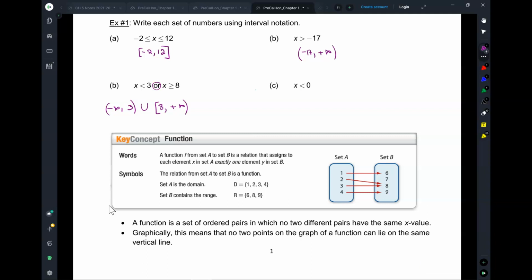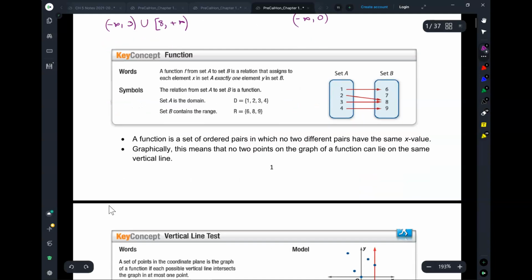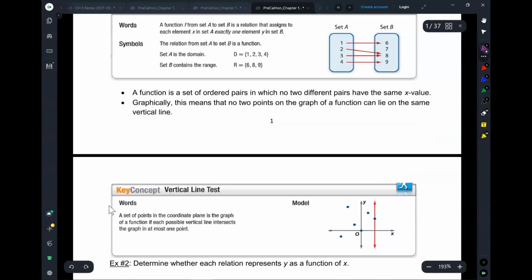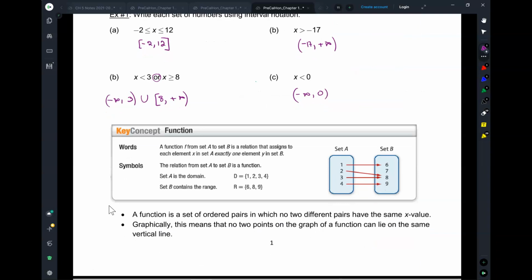X is less than 0, negative infinity to 0, open. You don't have to, I often leave it out, but the negative you obviously should. Okay. So if you said the infinity has to be an open parenthesis, what would you put the bracket in front of the -17? No, because this is also an open circle, right? Less than versus greater than versus greater than or equal to.